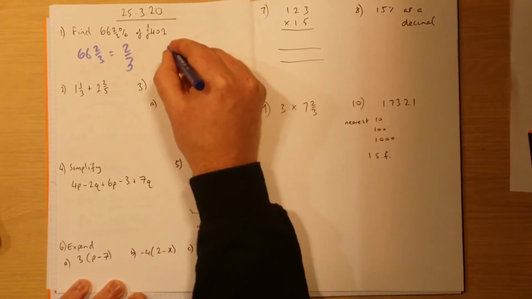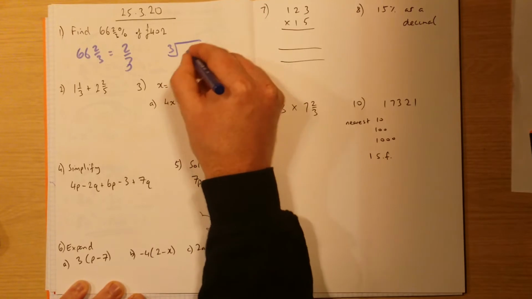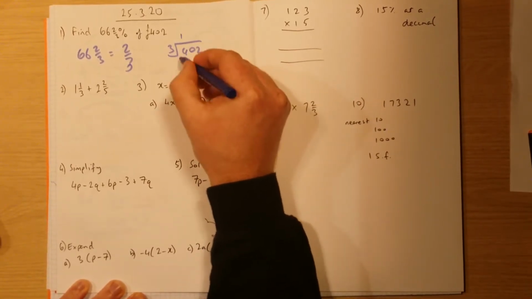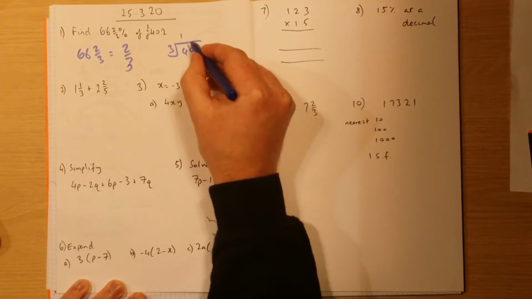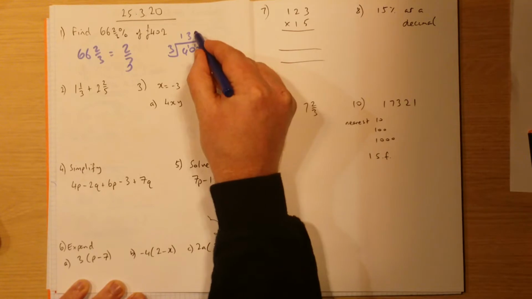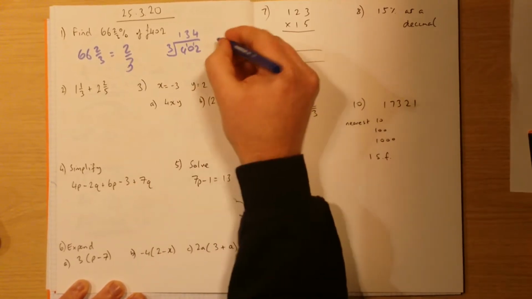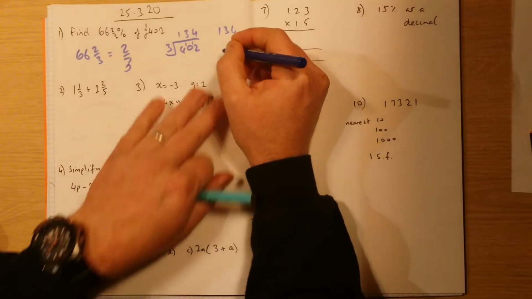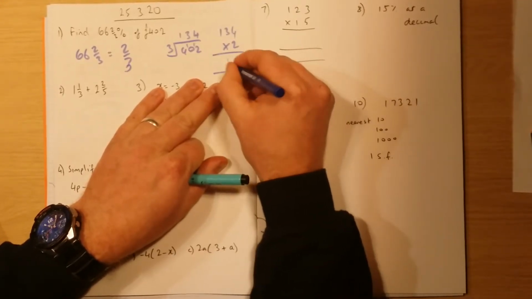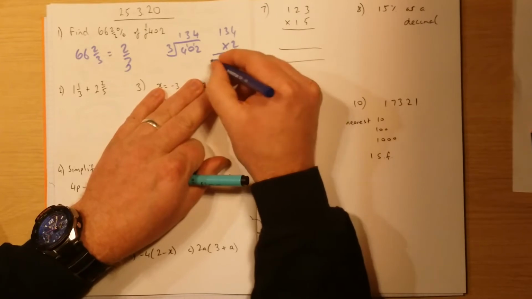All you have to do is divide 402 by 3 initially. So 3 goes into 4 one time, there's 1 left over. 3 goes into 10 3 times with 1 left over. And 3 goes into 12 4 times. Then you would multiply 134 by 2. And when you multiply that by 2, you'll end up with £268.